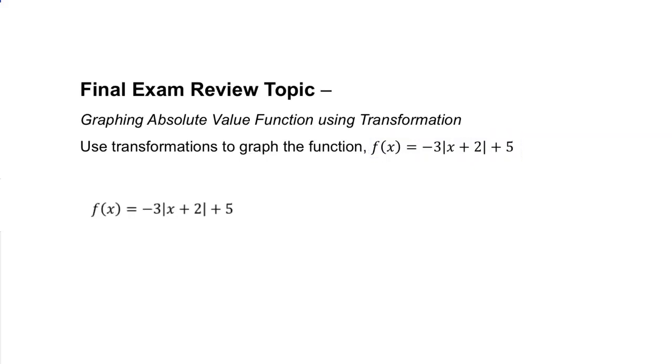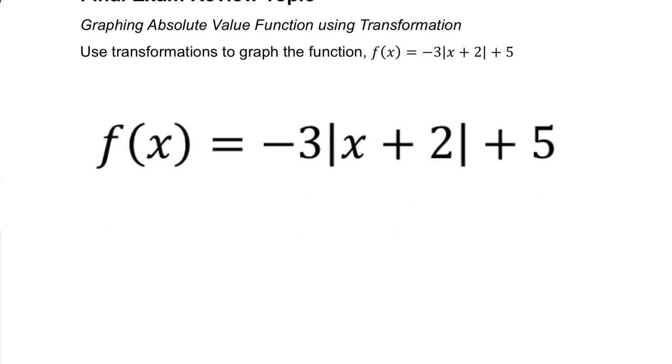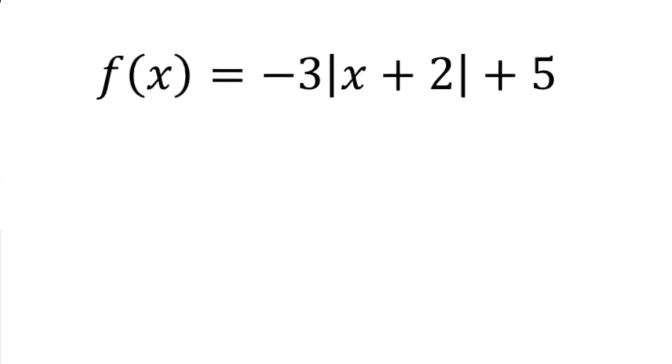So let's see how our function will move from the parent absolute value function. Start from inside the absolute value bars. We have x plus 2. That adding 2 will shift the graph 2 units to the left. Next, we go out of the absolute value bars and we notice there is a -3 multiplying. This will do two things.